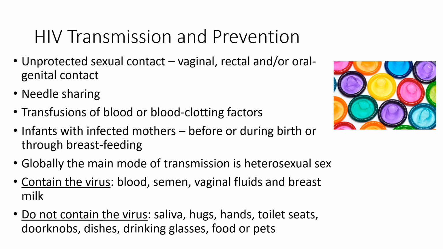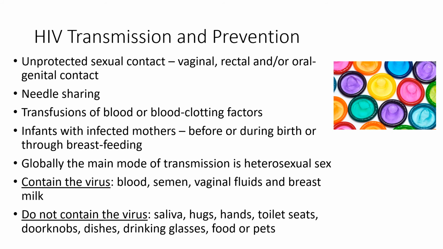How HIV is transferred from one person to another, and some prevention of it. So unprotected sexual contact is typically how there is going to be a transmission of this virus. Vaginal, rectal, and/or oral genital contact can spread the virus. Needle sharing can also spread the virus. Transfusion of blood or blood clotting factors: if you get injected with infected blood, that will give you the virus.